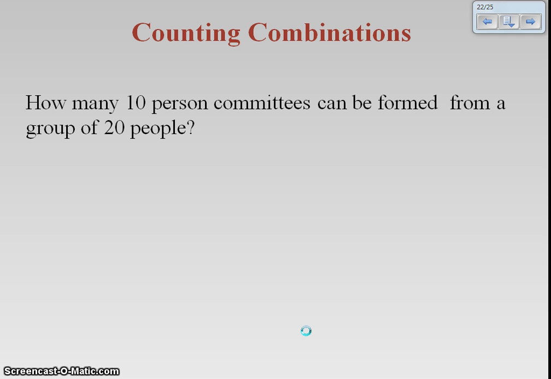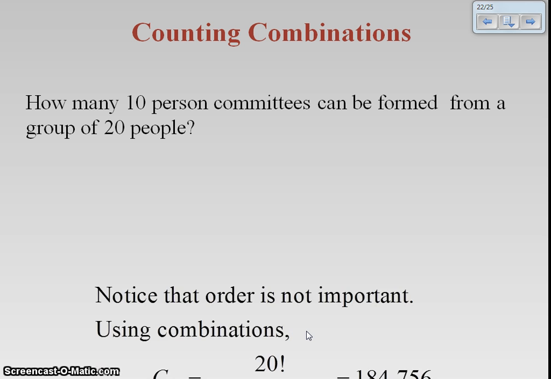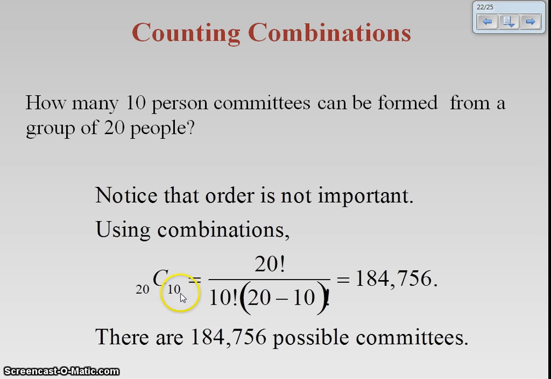Alright, next, how many 10-person committees can be formed from a group of 20? So again, we've got 20 people, we are selecting 10. So we'll do 20 choose 10. Again, you can put this into your calculator, or you can plug 20 in for N, 10 in for R, and work it out. And you see that of 20 people, if you're making 10-person committees where order does not matter, mind you, that's important, there are approximately 185,000 different groups.